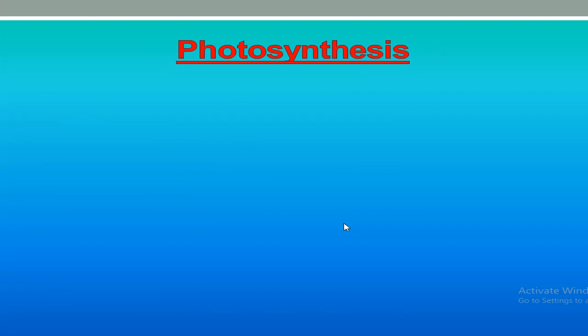Photosynthesis: we have learned about autotrophic organisms, which are divided into two groups, photoautotrophs and chemoautotrophs. Photoautotrophic means if solar energy, that is light, is used to produce their own food, such organisms are known as photoautotrophic organisms. Photosynthesis is the process of producing food in photoautotrophic organisms, that is, the process of producing food in green plants.